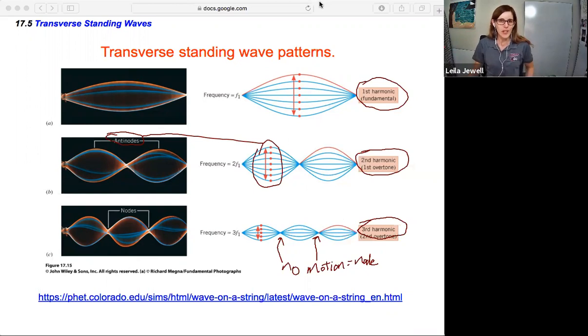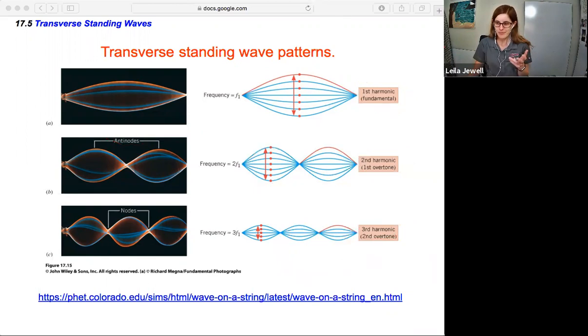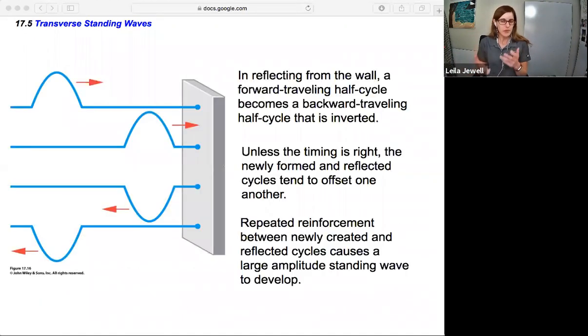Right, so where does this come from? How can we get this weird standing wave pattern? Well, it comes from the reflections. So as a wave, little pulse like this travels toward the wall, in reflecting, it's going to invert, right, and travel as a downward pulse. You can try this out with the wave on a string simulation.